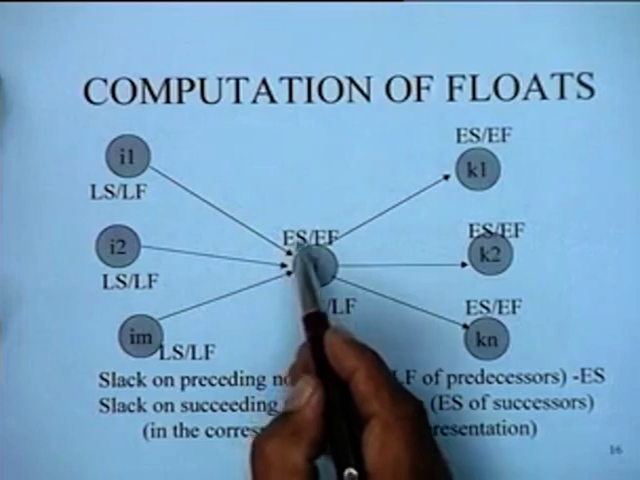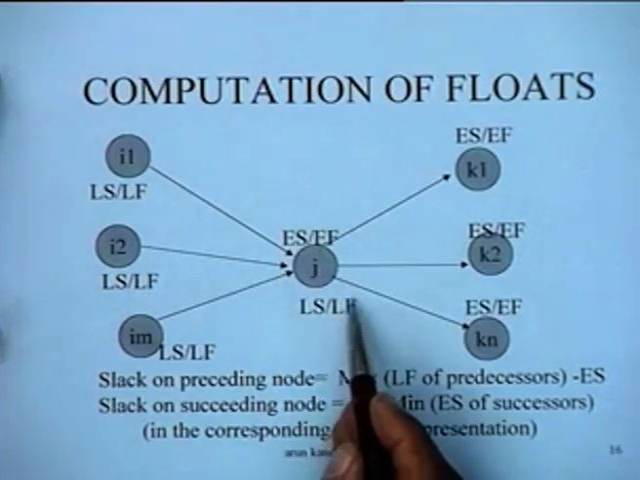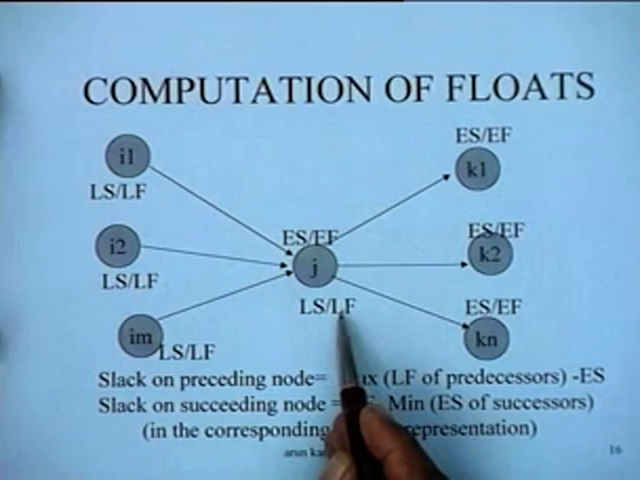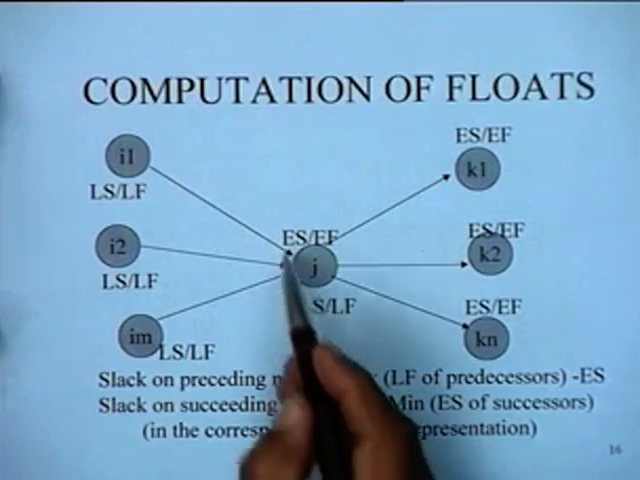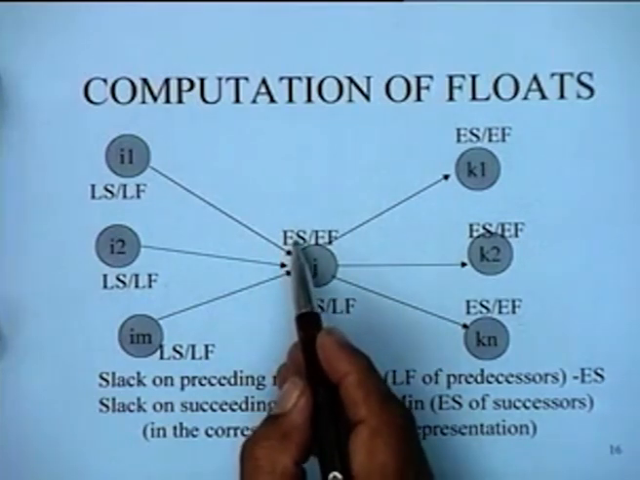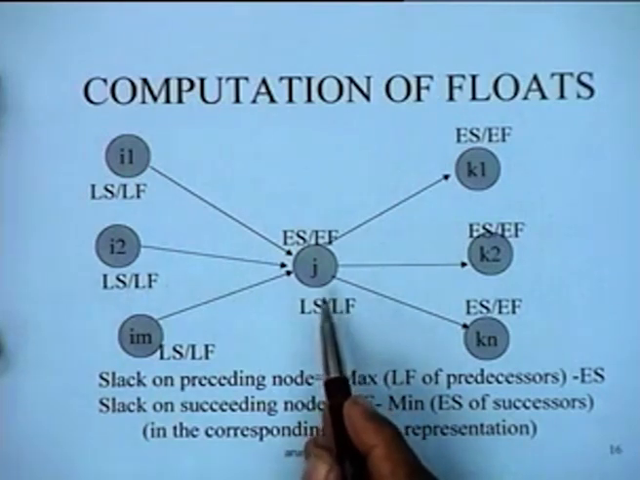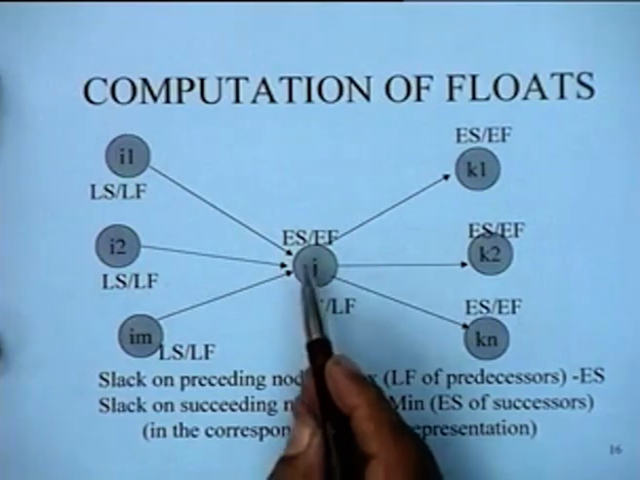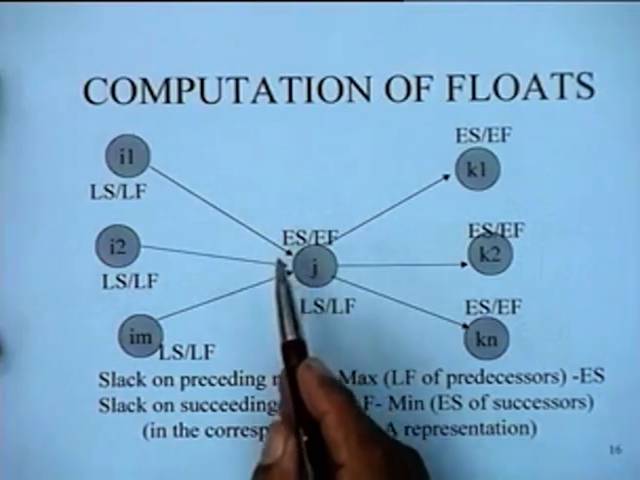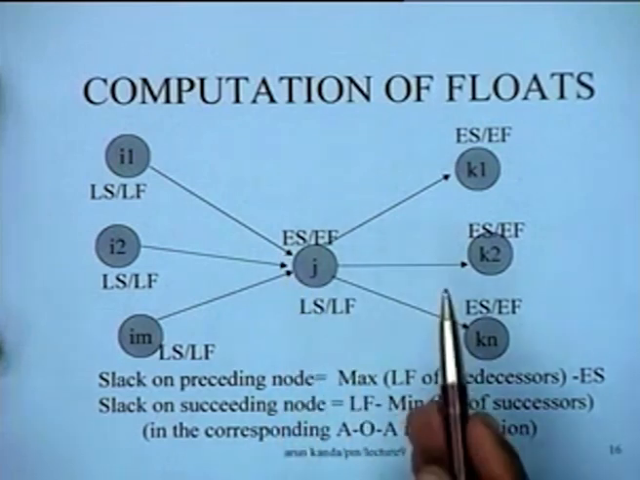So this is nothing but Ei, and by the same logic LF is nothing but Lj of the corresponding AOA network, right? So we have these two. This is the predecessor node earliest occurrence time, this is the successor node latest occurrence time in the corresponding AOA network. And to compute the floats, what we need to actually compute is the node slacks. That is, we need to compute Li minus Ei, that is the slack on the predecessor node, and the slack on the successor node.